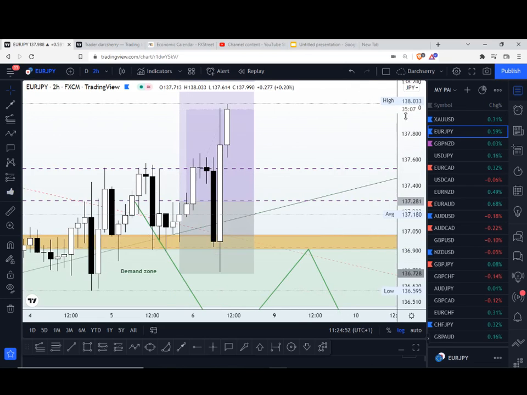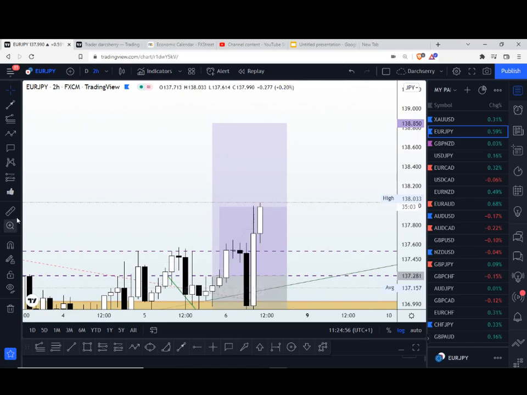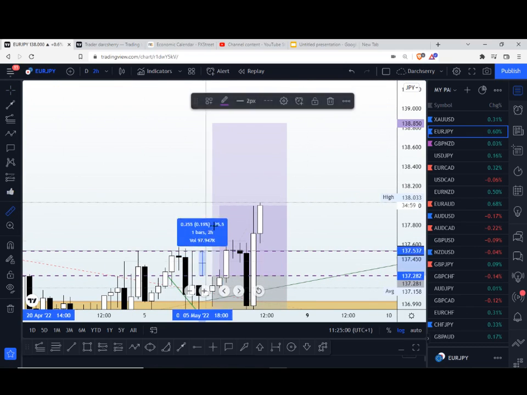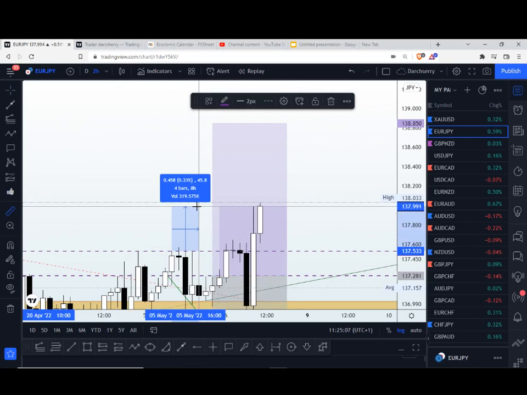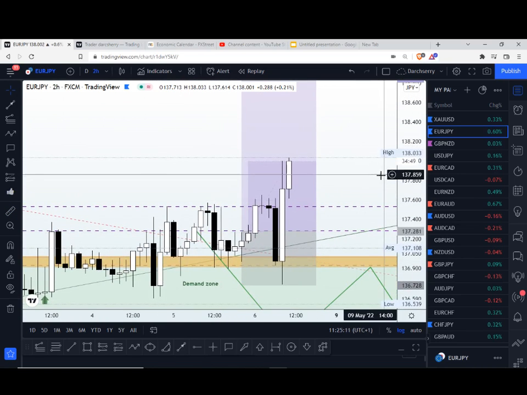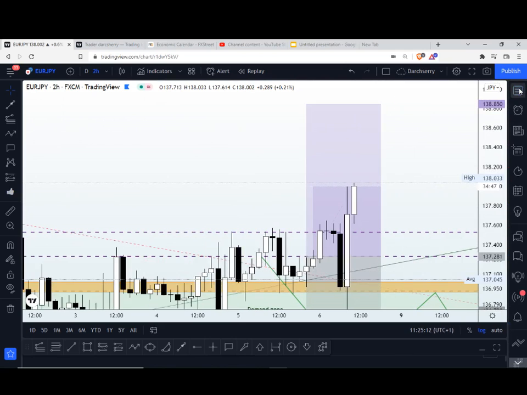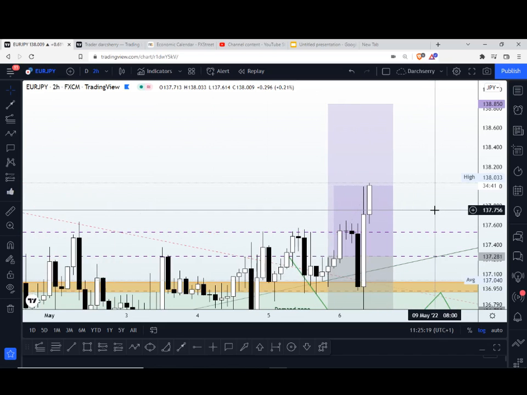On EURJPY, I'm already in this trade, and sincerely speaking, I have two positions running. I'm 72 pips up in one, and the other one, at the breakout of structure here, I entered and it's now 45. That's a total of 120 pips in profit. So I think this has gone too far, and I'm not sure we'll have another opportunity to enter this trade.